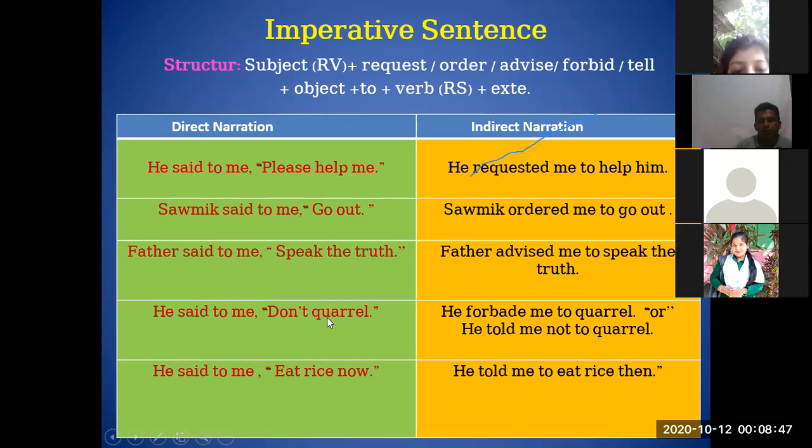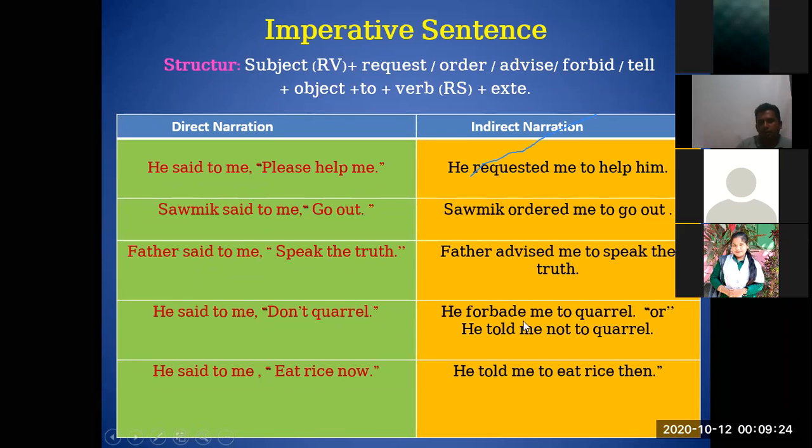Fourth sentence: don't quarrel. It indicates advice or forbidding, etc. So you can put forbade in place of said to. You can also solve this sentence by using told, and you can also put advised in place of said to. There are three options here: one is forbade, advised, and the third one is told.